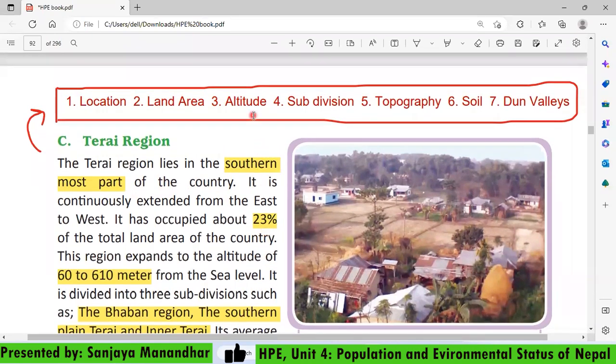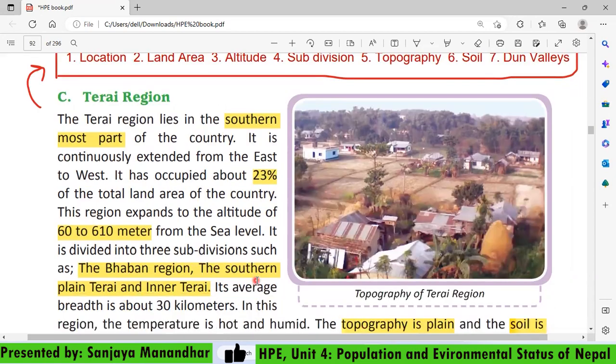And third number I numbered here, altitude: 60 to 600 meters. Again, now you can compare with the Himalayan and Hilly regions. Look here, 60 to 610 meters Tarai. Hilly region 610 to 4877 meters, and mountain region 4877 to 8848.86 meters. So in this way, while reading, you read by comparison. Okay, so that you will be clear.